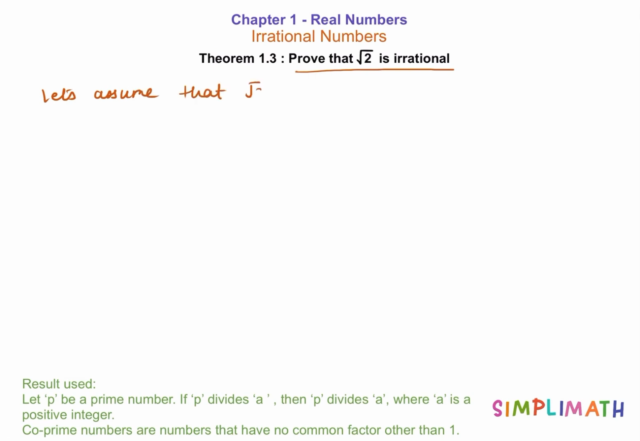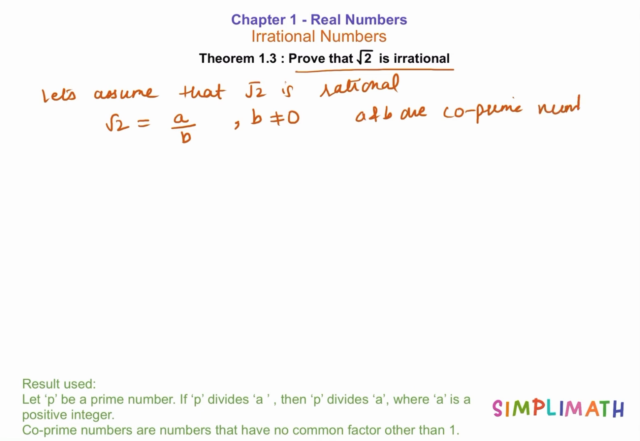root 2 is rational. And we know that any rational number can be written in the form of a divided by b, where b is not equal to 0. And let's assume that a and b are co-prime numbers, right? And co-prime numbers are the numbers that have no common factor other than 1.